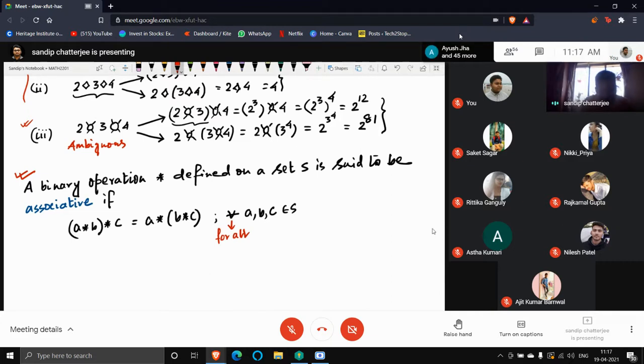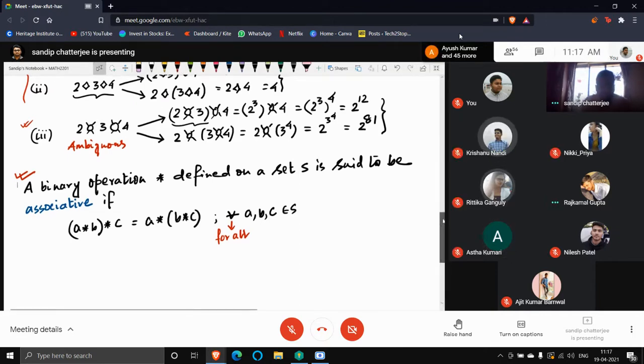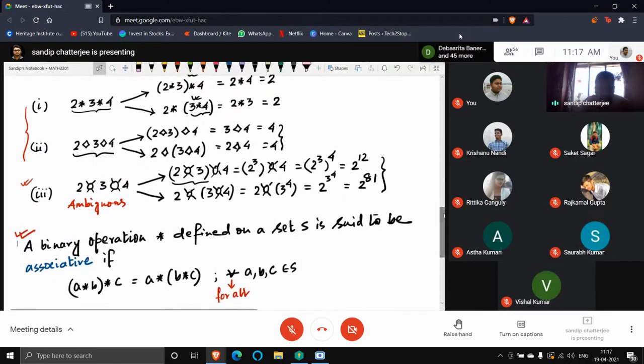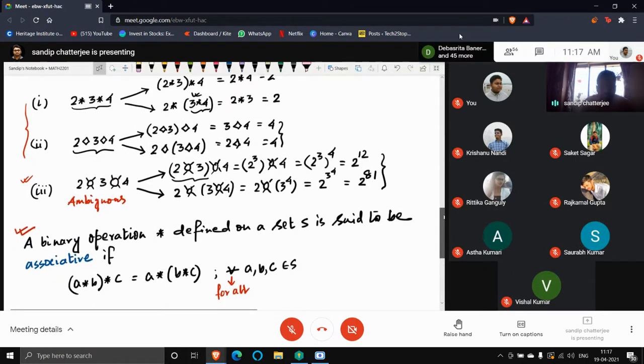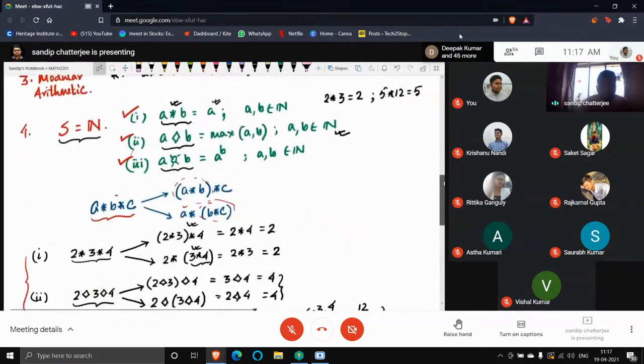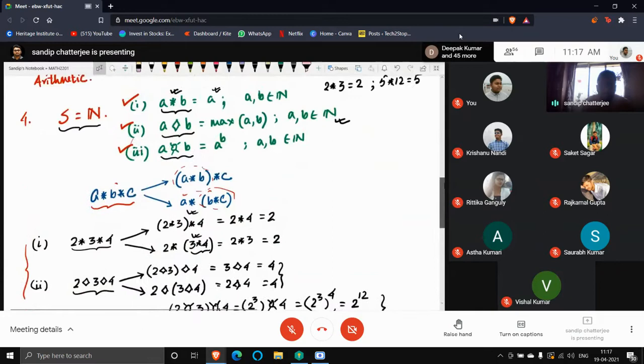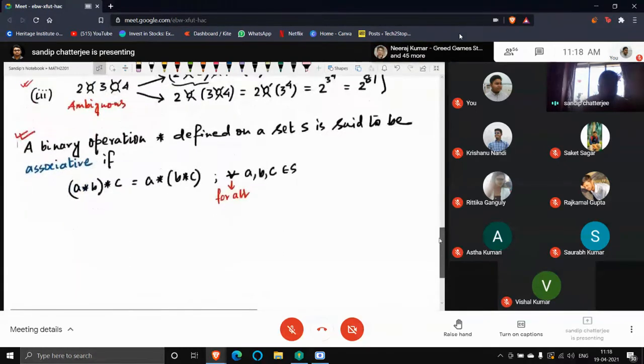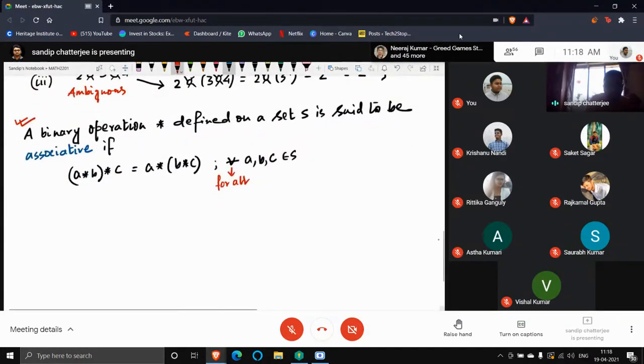Any doubt about associativity? Is the definition clear? Yes, sir. Now, again, if we think about another aspect of these three binary operations, I hope you can now remember what the three binary operations are. The first one is retaining the first element. The second one is choosing max. The third one is a to the power b, raising the second element to the power of the first element. Okay, fine. So now again, if I do a simple observation, say if I do 2 star 3, what will that be as per the definition of star?